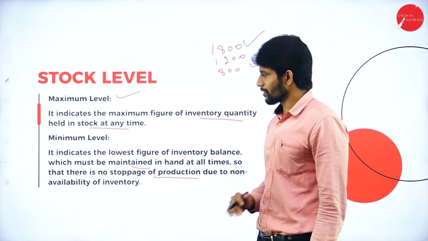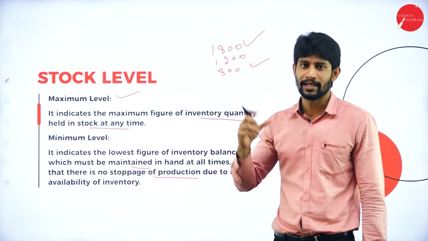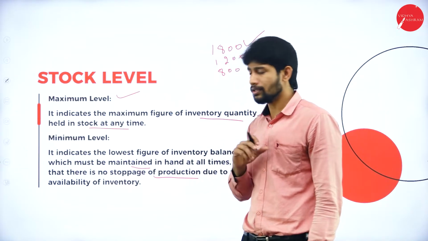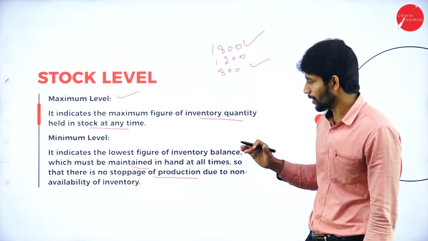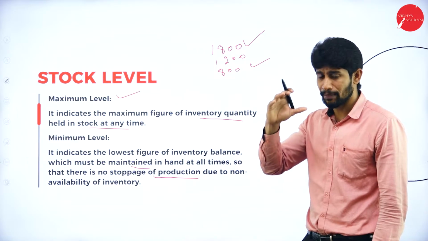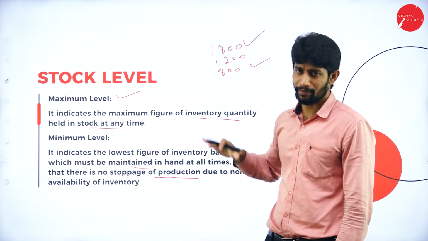Minimum level is nothing but the minimum level of products, components, or inputs that should be maintained by the storekeeper so that they can't stop the manufacturing activity. So there will be no stoppage of production activities if they maintain the minimum level of stock. So, the maximum level and the minimum level.